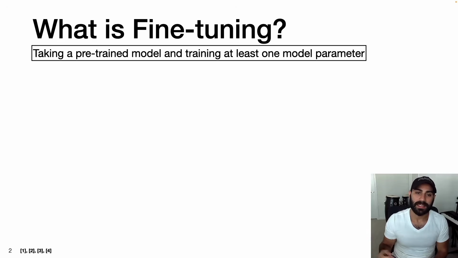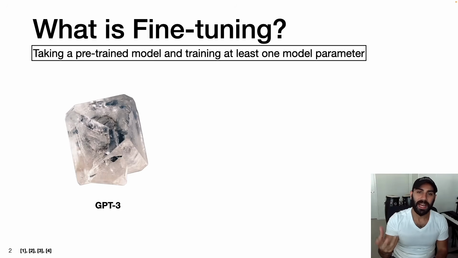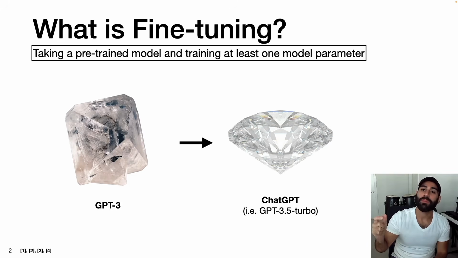The way I like to define it is taking a pre-trained model and training at least one internal model parameter. And here I mean the internal weights or biases inside the neural network. What this typically looks like is taking a pre-trained existing model like GPT-3 and fine-tuning it for a particular use case. For example, ChatGPT. To use an analogy here, GPT-3 is like a raw diamond right out of the earth. It's a diamond, but it's a bit rough around the edges. Fine-tuning is taking this raw diamond and transforming it into something a bit more practical, something that you can put on a diamond ring, for example.